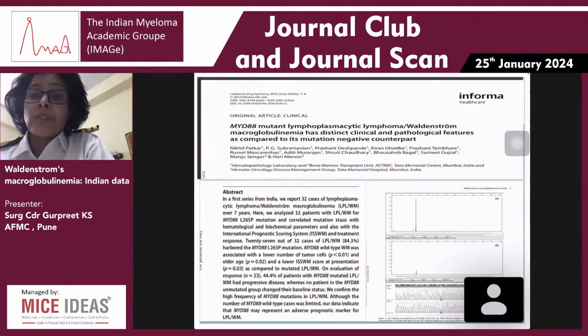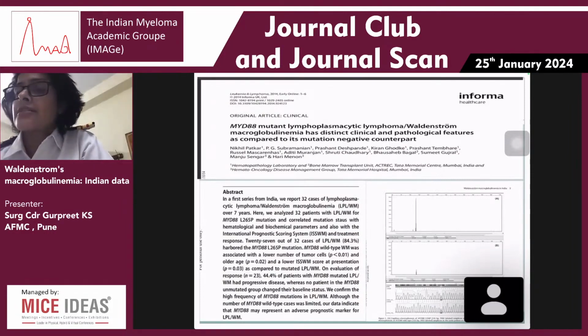So though the cases of MYD88 wild type in their study were limited, they indicated that the MYD88 mutation may present an adverse prognostic marker for LPL. Now, what's shown here in the picture is how they did the mutation studies. They did an ASO PCR, and they further validated their results by NGS.